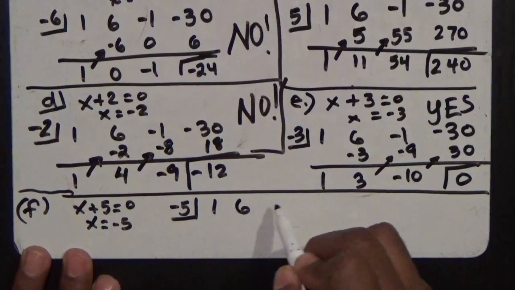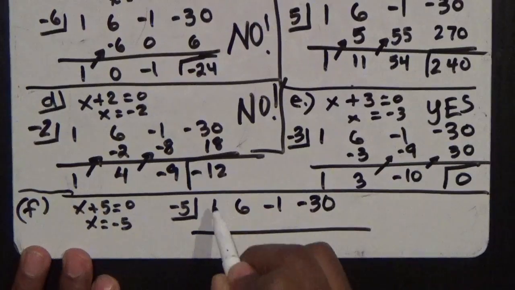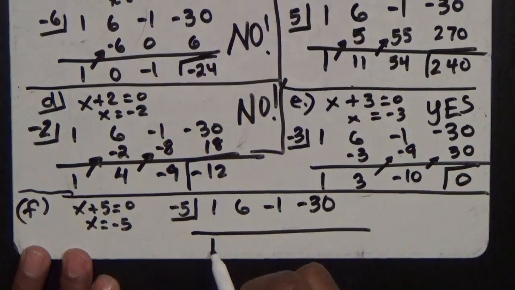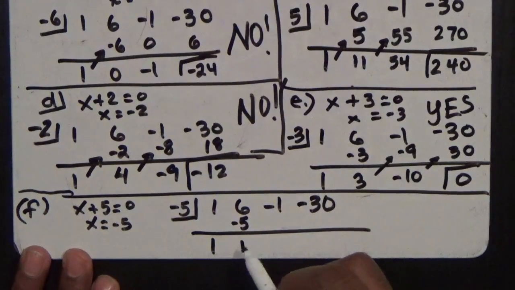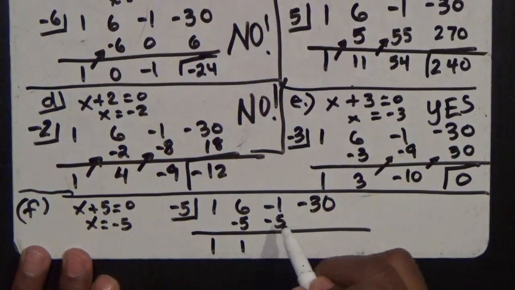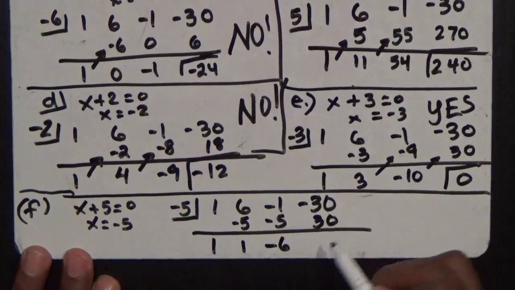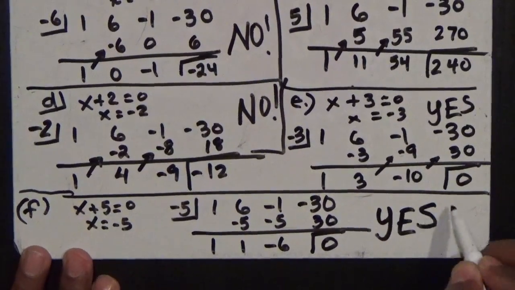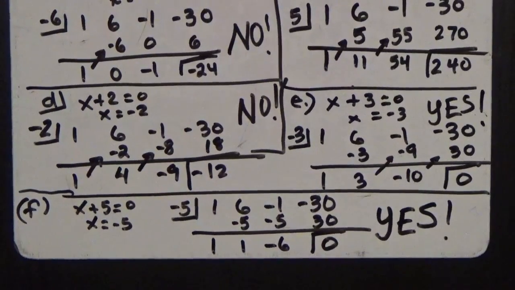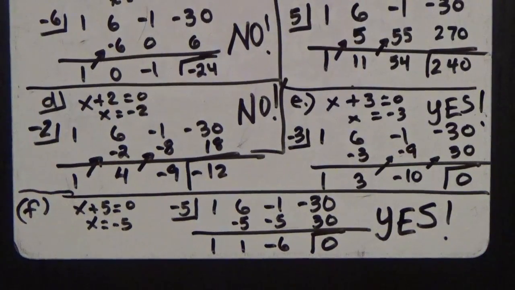That's 1, 6, negative 1, negative 30. Let's check it. Bring the 1 down. Multiply by negative 5. Add that, that's 1. Multiply by negative 5. Add that, that's negative 6. Multiply by negative 5, that gives me 30. And that gives me 0. So the last one works. Yes. So A was a yes, B was no, C was no, D was no, E was yes, and F was yes.